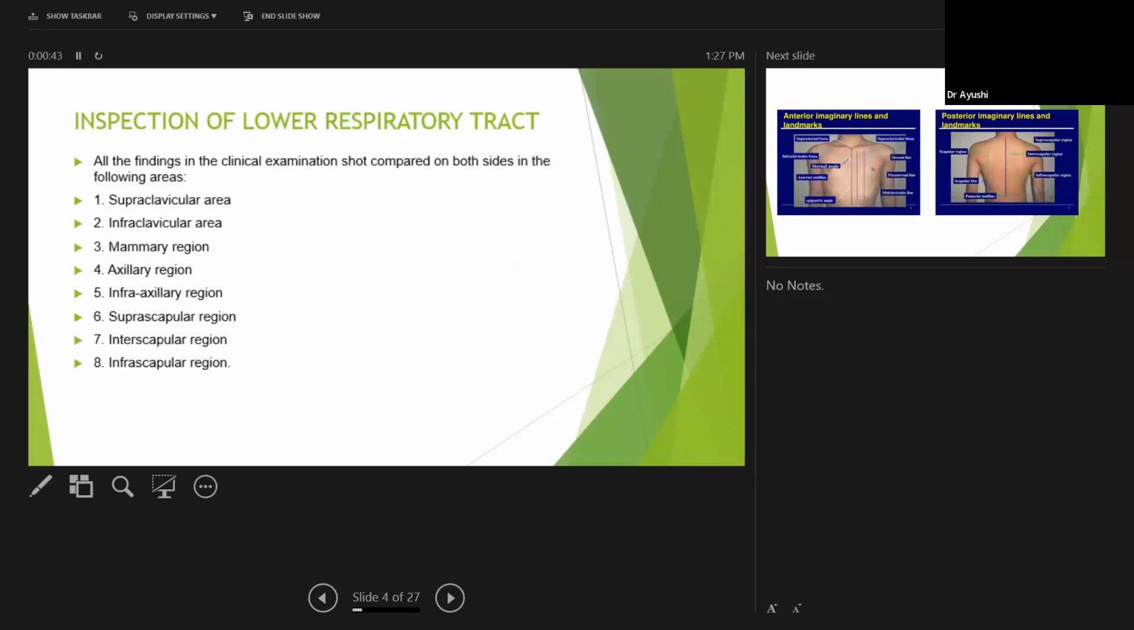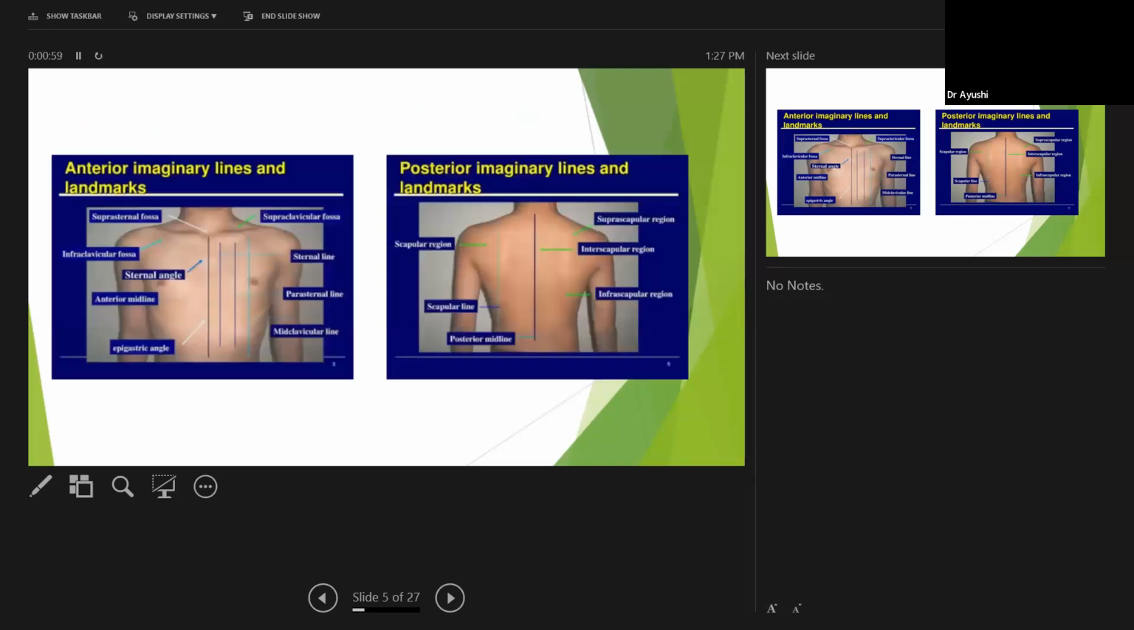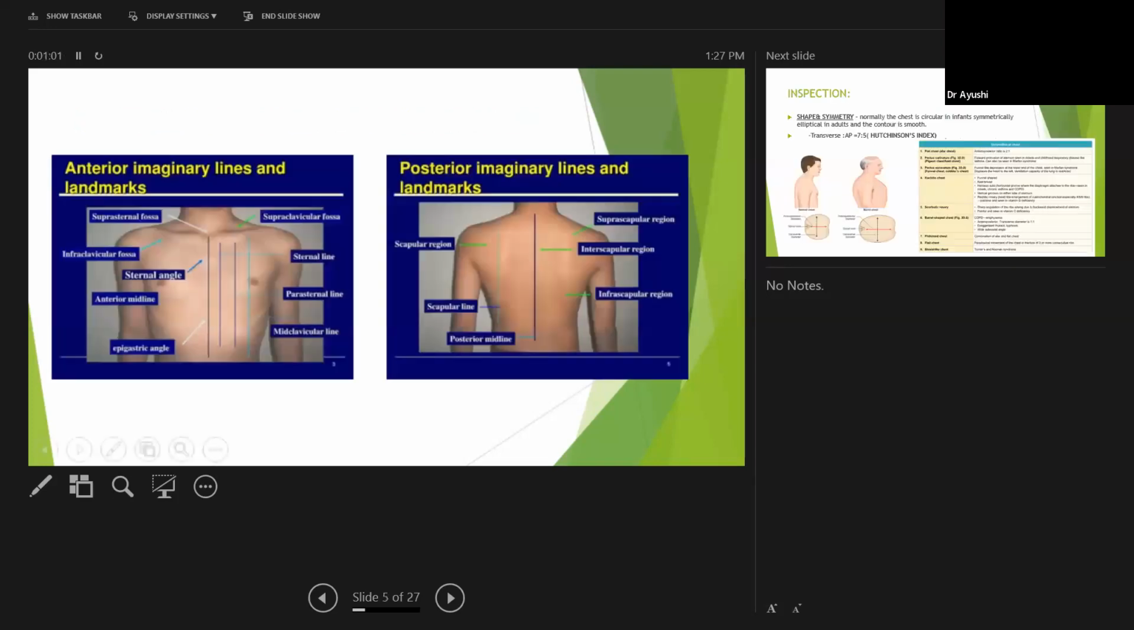Now we start by inspection of the lower respiratory tract. All the clinical examinations should be compared on both sides of the following areas. We have 8 areas: the supraclavicular area, infraclavicular area, mammary, axillary, infra-axillary, suprascapular, interscapular, and infrascapular. Here, these are the areas, and posteriorly we have suprascapular, interscapular, and infrascapular.